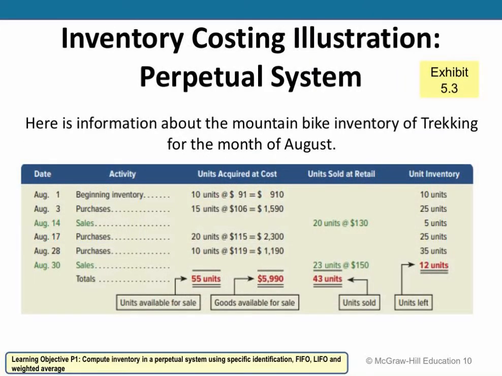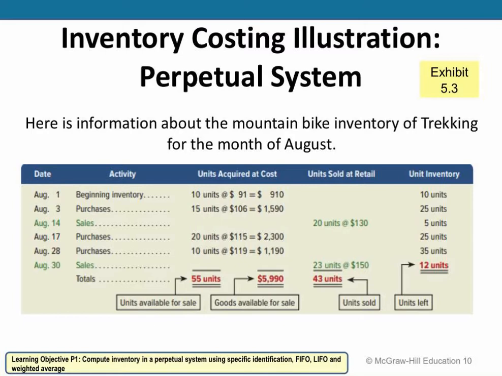So let's take a look at an example illustration here. So here we've got beginning inventory. The first ones we had purchased were 10 units for $91 per unit, so we've got $910. We make another purchase of 15 units at a little higher price, $106. And then we make an initial first sale of 20 units. The next two purchases are going to be of 20 units and 10 units.